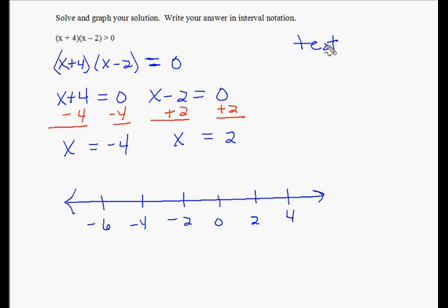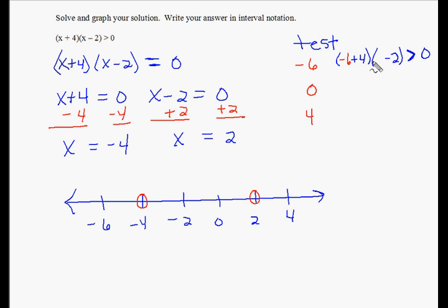I'm going to test some numbers. I don't test the numbers that I find, I test numbers around it. So one of the numbers that I found was negative 4. Another number I found was positive 2. So I need to test numbers around there, like negative 6, and something between these two numbers, 0, and something greater than 2, 4. And I test these back in the original equation.